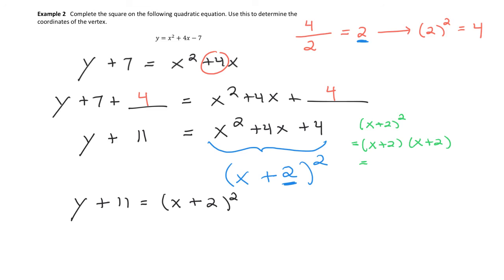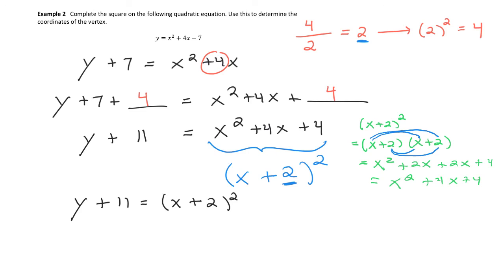If I FOIL this out, I get x squared. That comes from x times x. I get 2x, which comes from x times 2. I get a second 2x, which will come from this 2 times x. And lastly, I get a 4, which comes from 2 times 2. I combine all the like terms, and I do in fact get x squared plus 4x plus 4. That's why this process works.